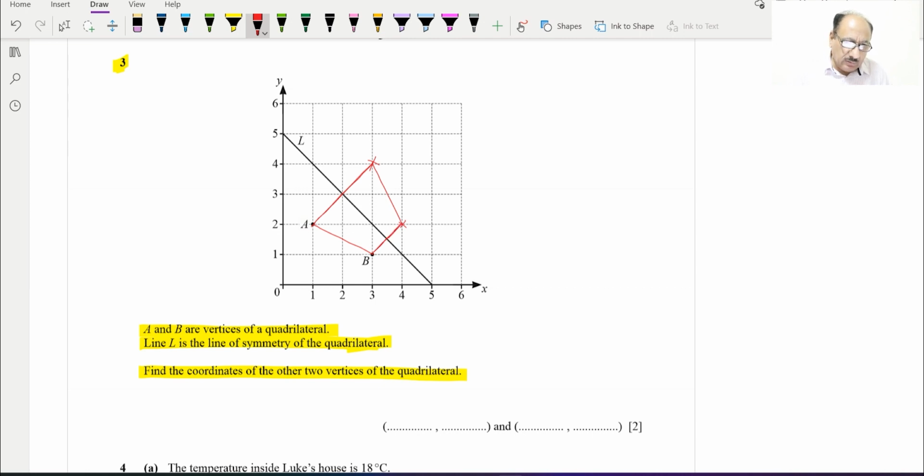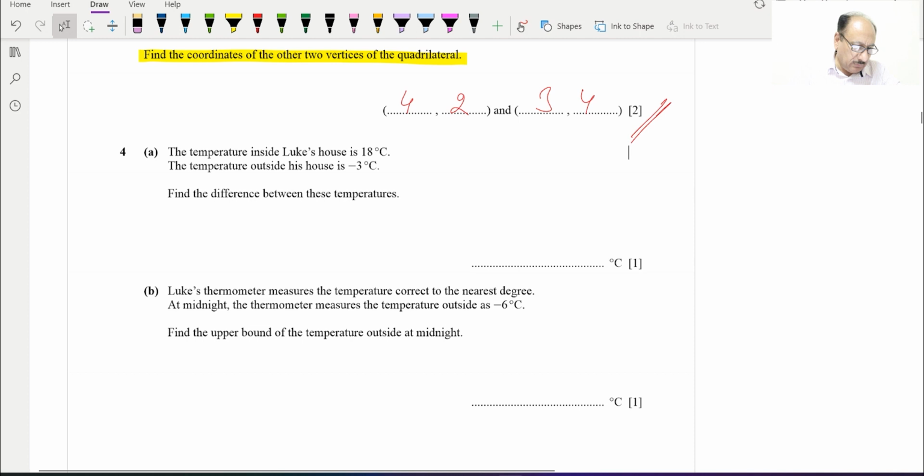So we can write the coordinates for this point: 4, 1, 2, 3, 4 and 2. So we can write here 4 and 2, and for this point we can write 1, 2, 3, and then 1, 2, 3, 4. So 3 and 4 will be the point which we can write over here, and these are our answers which we can write properly over here, and this is for 2 marks. Hopefully you understood this. Then question number 4.